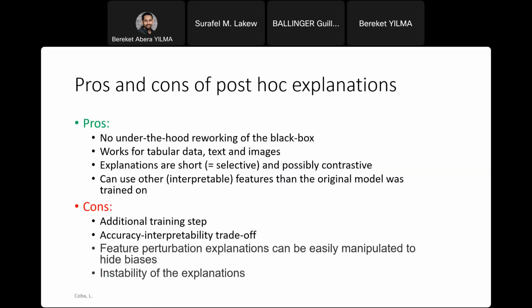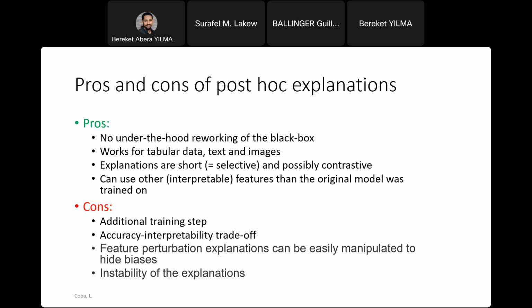So, a bit of pros and cons. Having post-hoc explanations is advantageous because we don't need to rework the black box model. They work on any sort of data. We can keep explanations short or complex, and we can have contrastive explanations. And if we have a change in the model, we can use different features to explain it. So these are quite powerful.